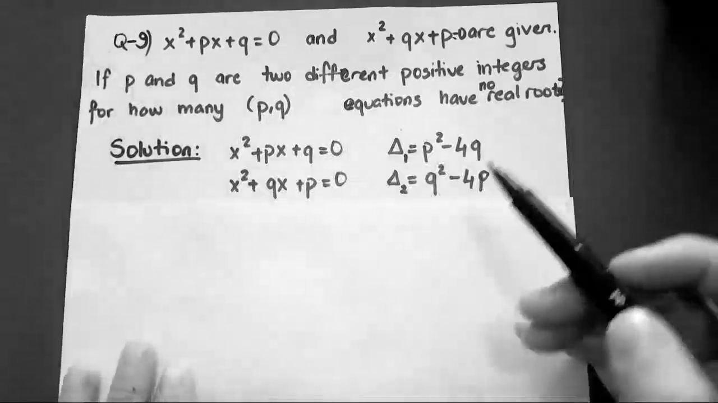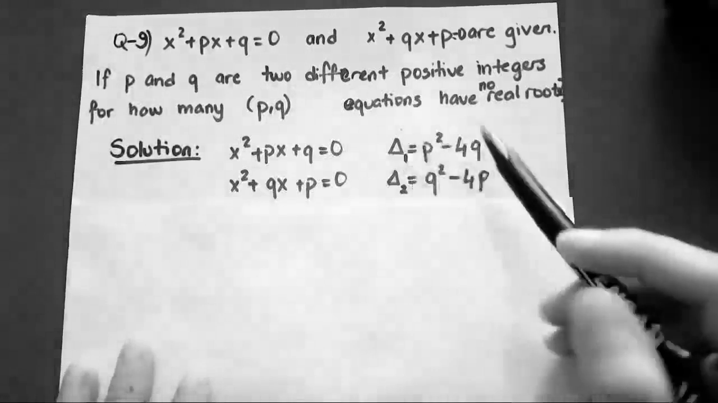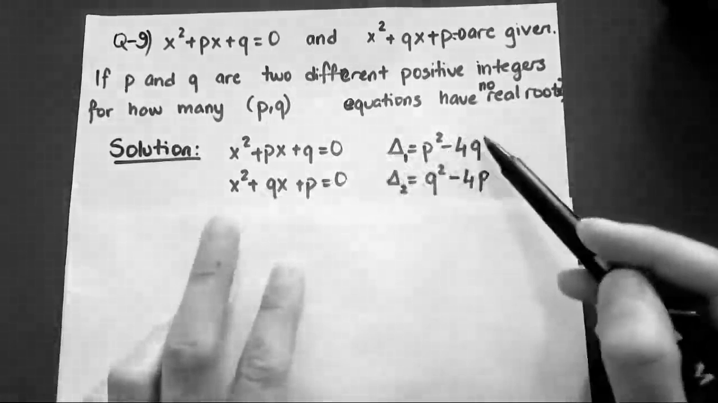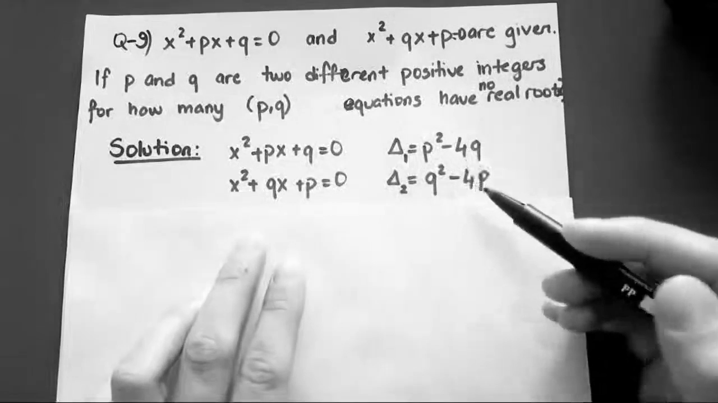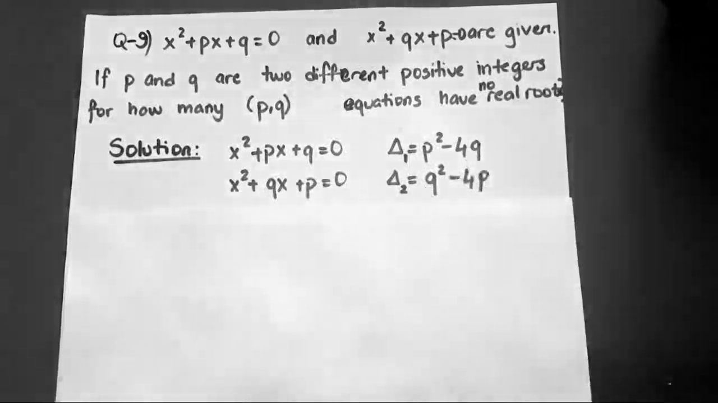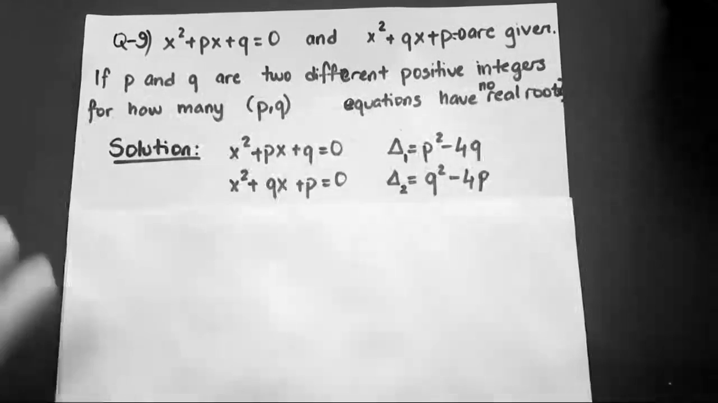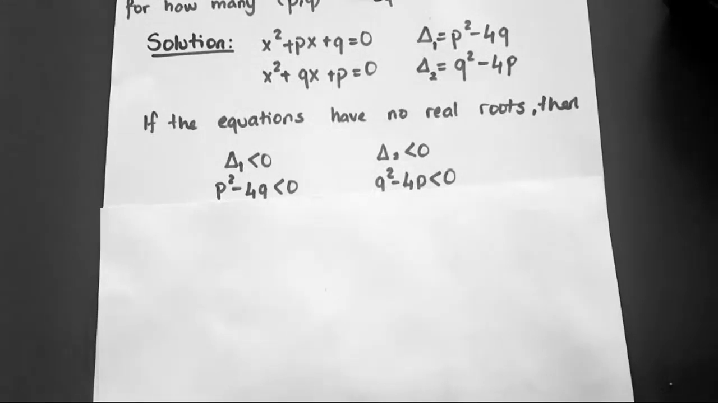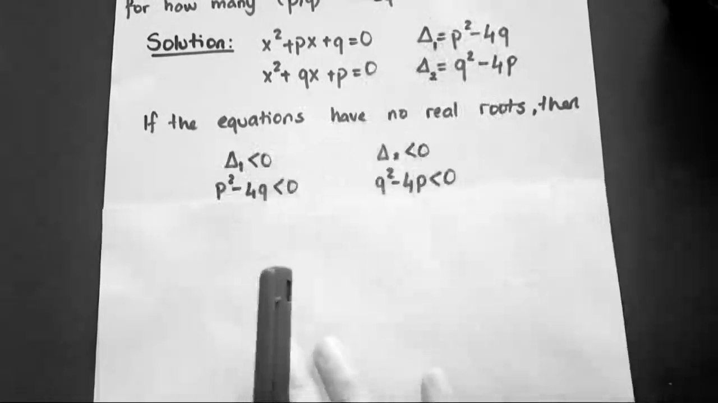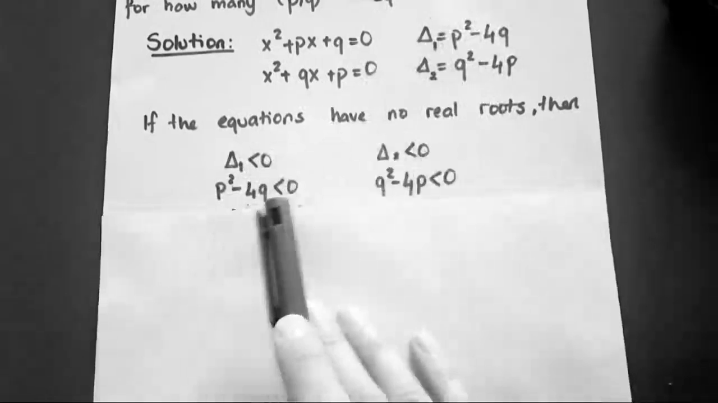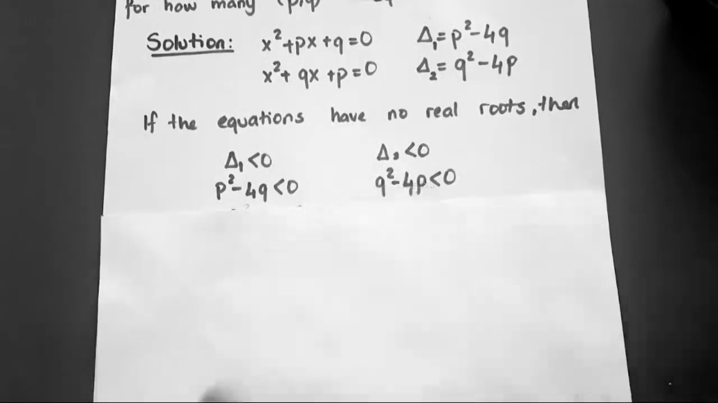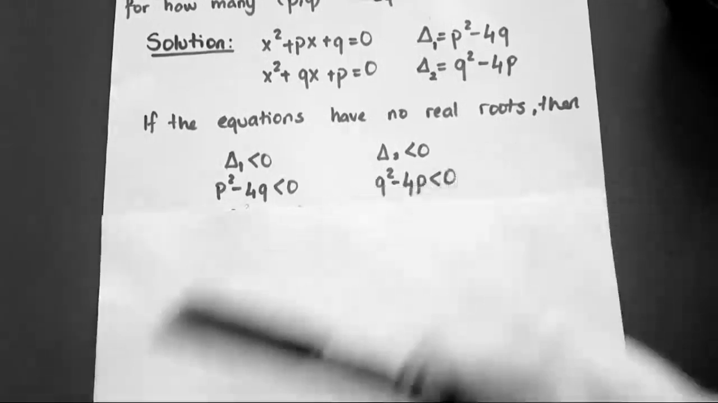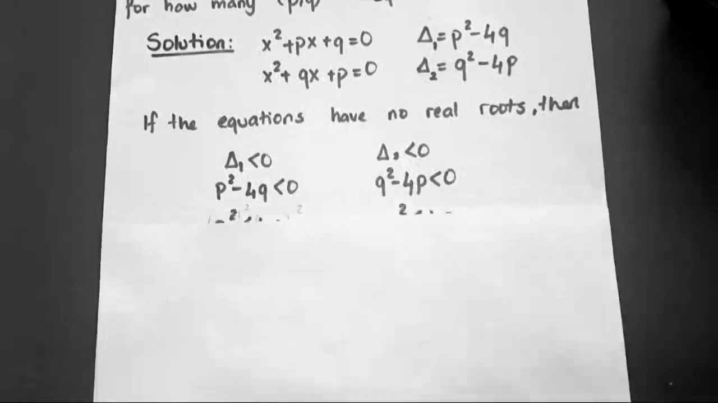First, I get delta for both equations. Delta 1, the discriminant for the first equation, will be p squared minus 4q. The discriminant for the second equation will be q squared minus 4p. From here, if we know that both equations have no real roots, then both delta 1 and delta 2 are smaller than 0, which means that p squared minus 4q is smaller than 0 and q squared minus 4p is smaller than 0. Let me focus on the first one first.